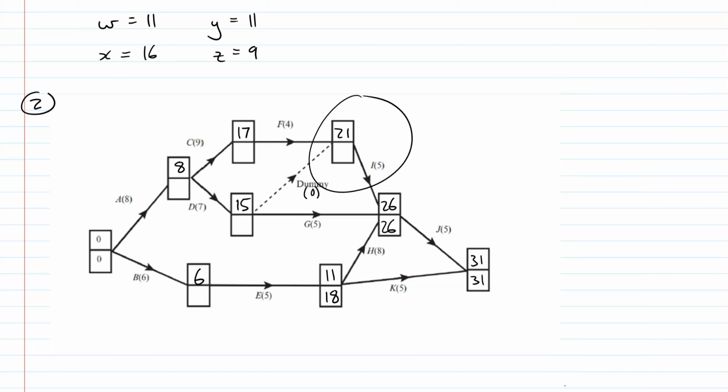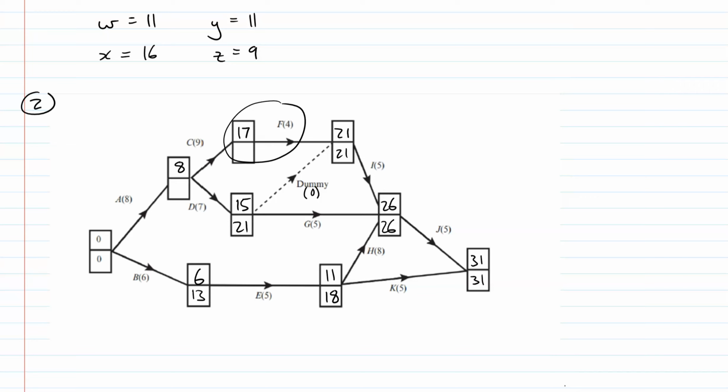I has only got one thing after it. So 26 minus 5, 21. If I'm going too fast, just pause it as you go along. This one's nice and easy, it's only got one thing after it. 18 minus 5, 13. This one has got two things after it, the dummy and the G. So we do 21 minus 0 is 21. 26 minus 5 is 21. They're the same, so this is 21.